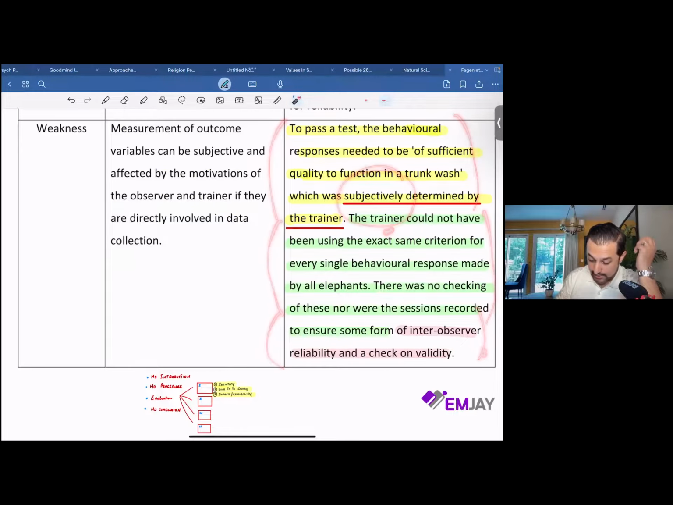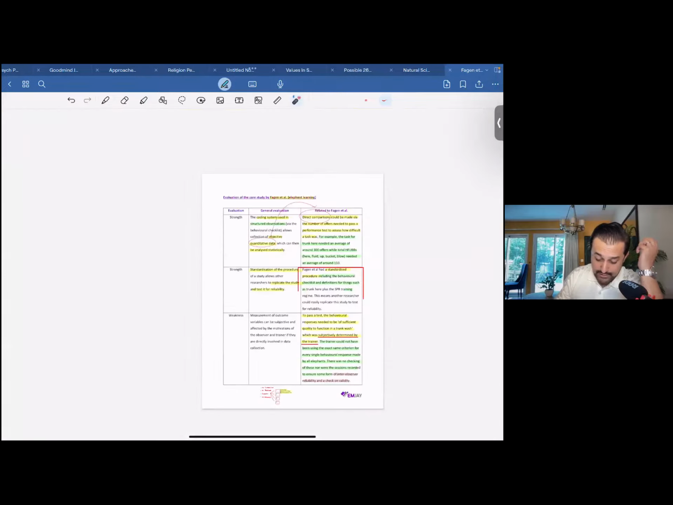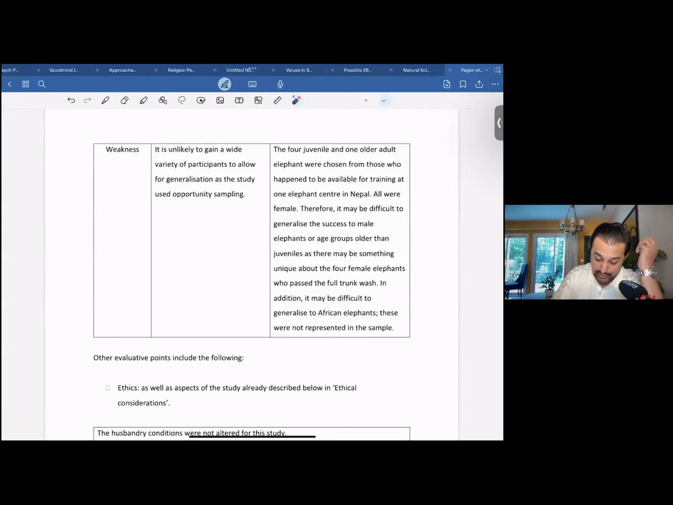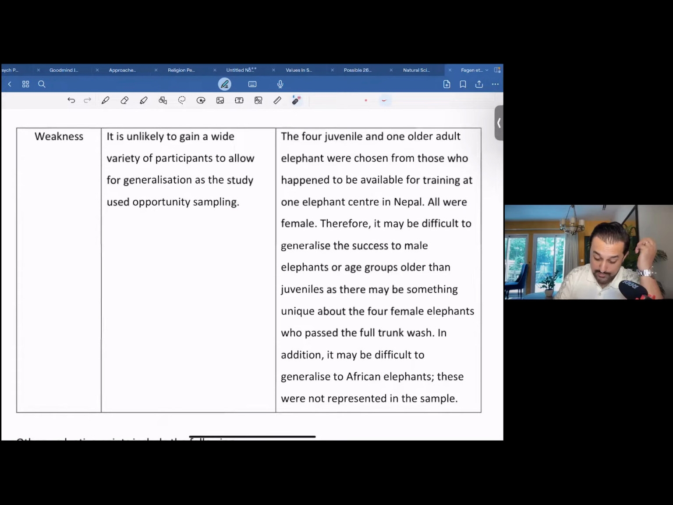Now taking this quickly ahead, another weakness: it is unlikely to gain a wide variety of participants to allow for generalization as the study used opportunity sample. So the usage of opportunity sample is being seen as a disadvantage over here. This is the point identified. Okay. Now, the 4 juvenile and 1 older adult elephants were chosen from those who happened to be available for the training at one of the elephant centers in Nepal. All were females.